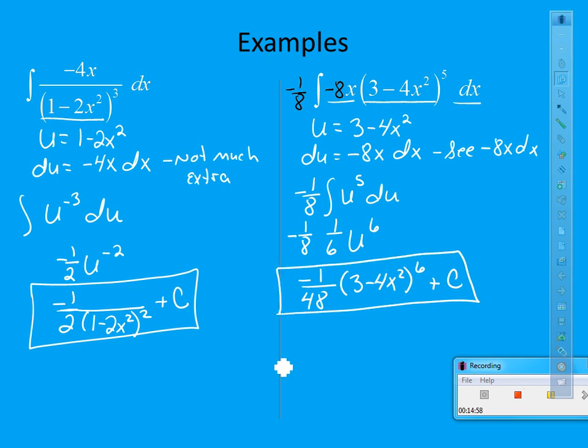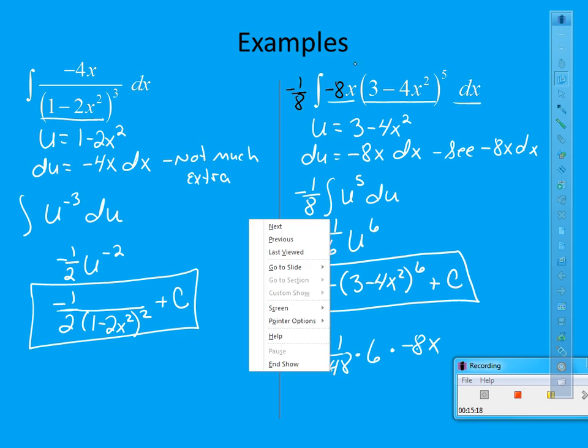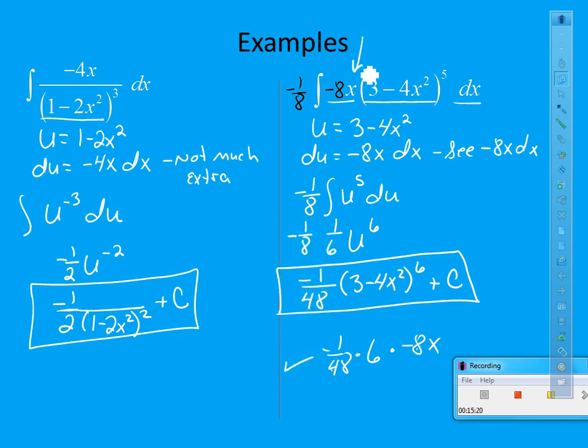If I took a second to check it, guys, I'd have negative 1/48 times 6 times negative 8x, and (3 minus 4x squared) to the fifth. But 6 times negative 8 is negative 48, which would cancel out of that, leaving me this x right there that I need. That's why I need that number.